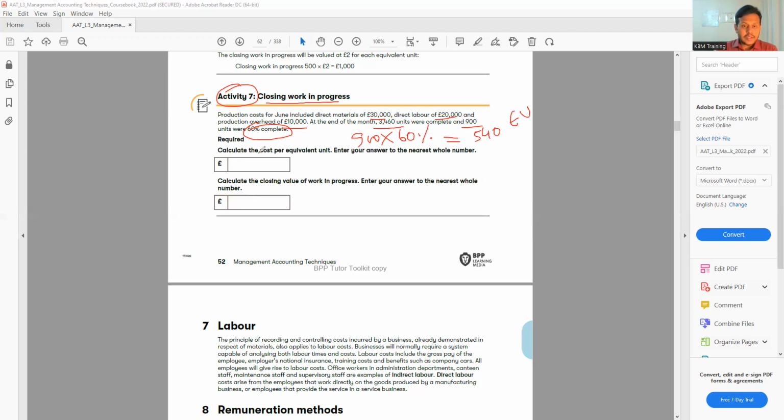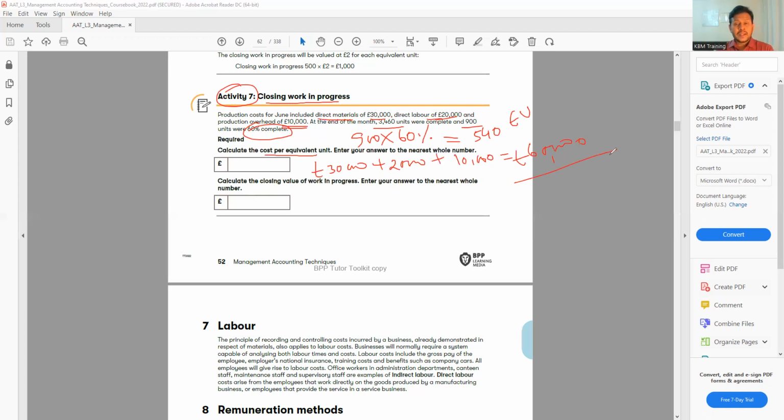Okay, let's try to do this question. Calculate the cost per equivalent unit. So let's find out how much the total cost is. The total cost we have: 30,000 is for the material, then we have labor 20,000, and we have the overhead 10,000. So the total cost is 60,000. No problem for that.